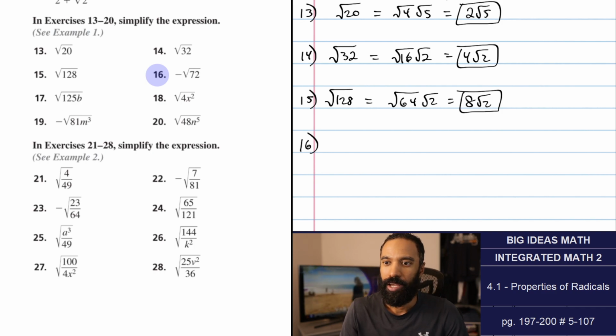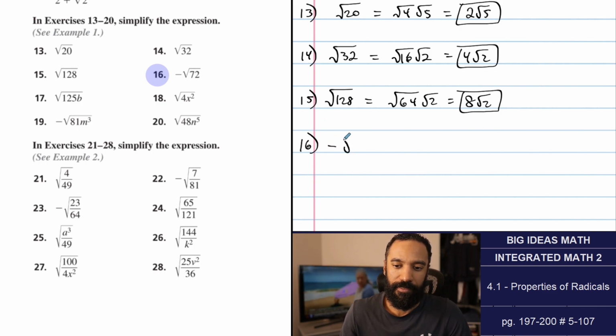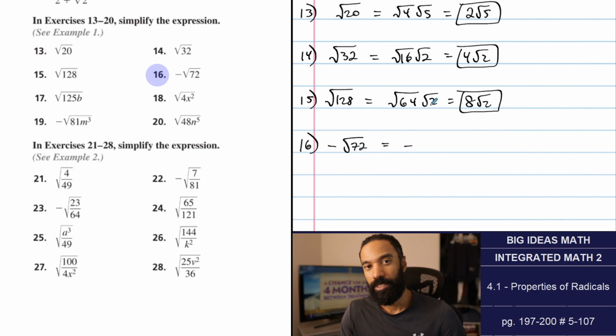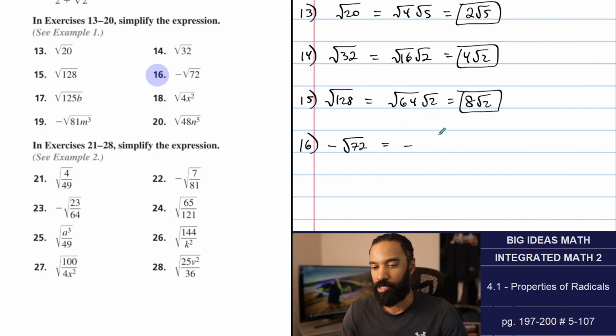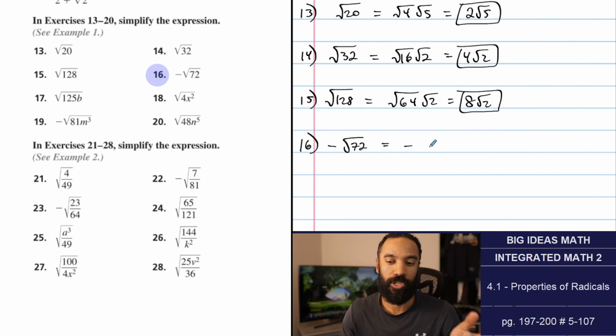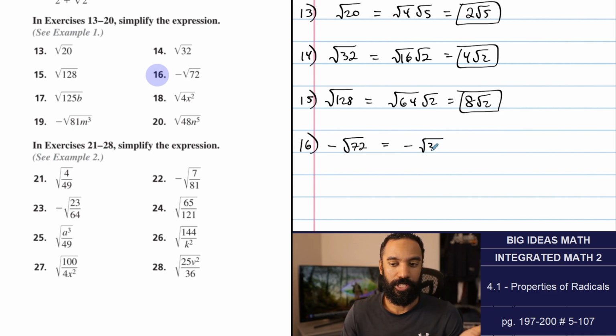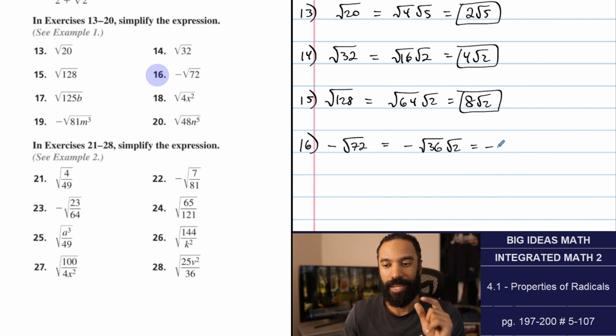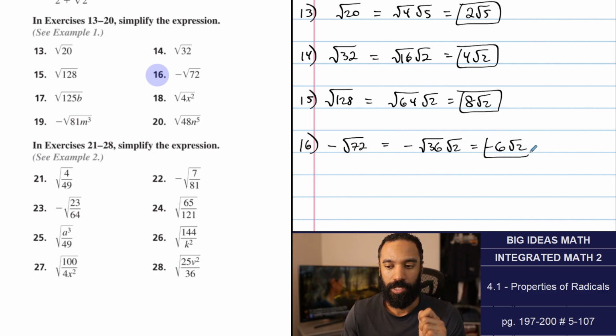Number 16, the opposite of the square root of 72. Now, we're not taking the square root of the negative. We're taking the opposite of the square root, which is fine. It just means the answer is negative itself. If there was a negative inside, we can't simplify that in a real number sense. We'd have to use something else. Anyway, 72 is 36 times 2. 36 is a perfect square of 6. So we get negative 6 root 2.